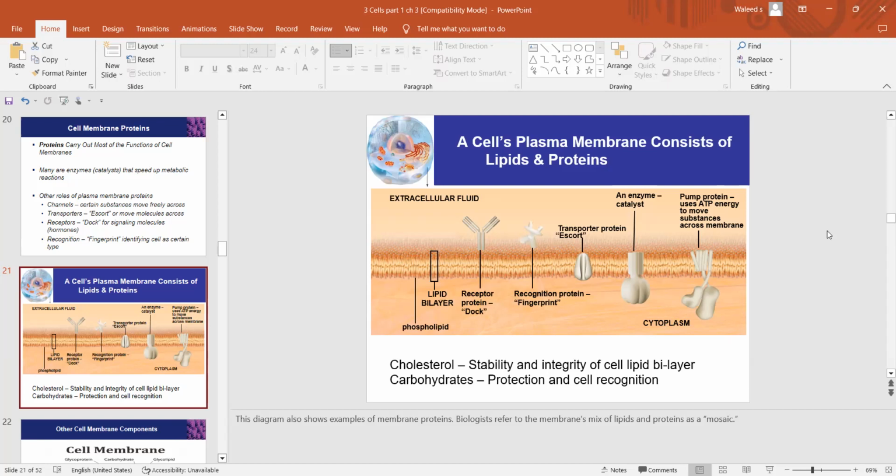Is that it? No, there are also carbohydrates, but not as much as this. There are some carbohydrates in certain parts also for recognition and protection. It acts like something like this. So some of these will have carbohydrates.